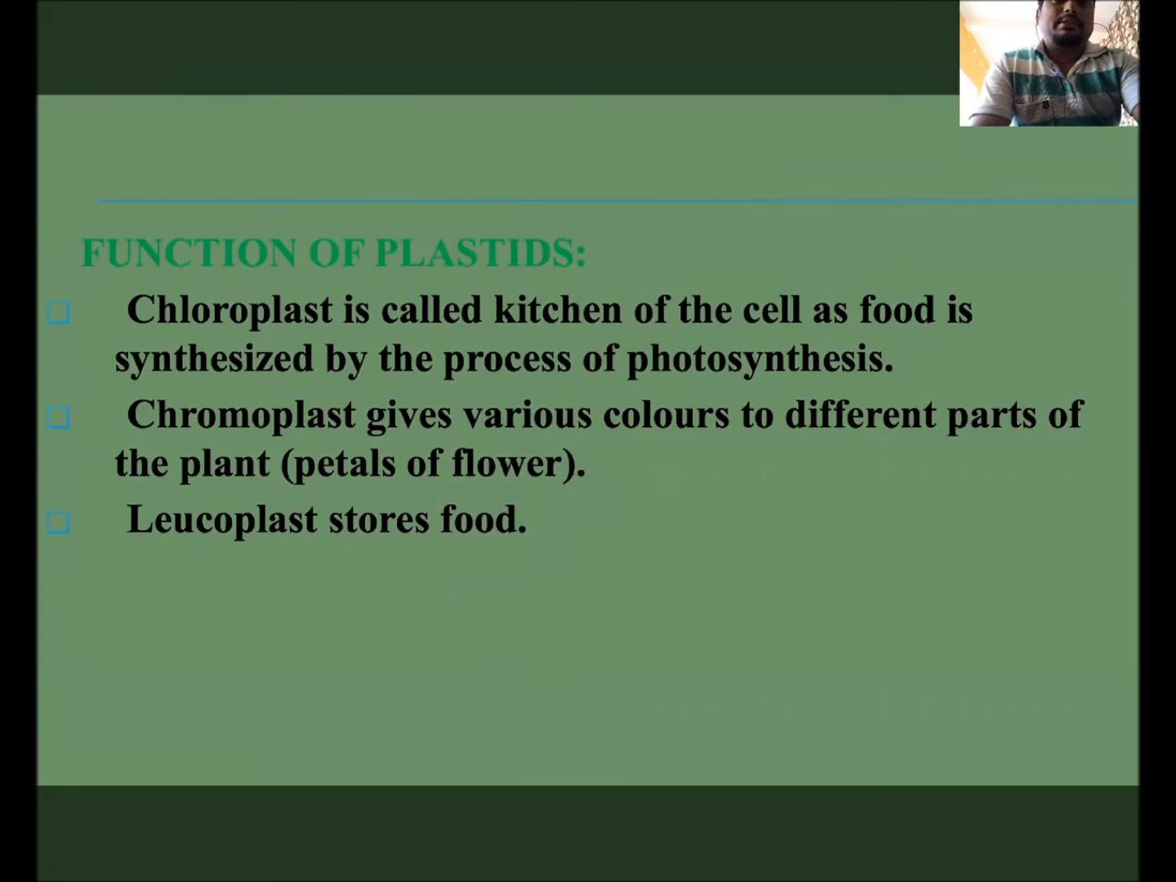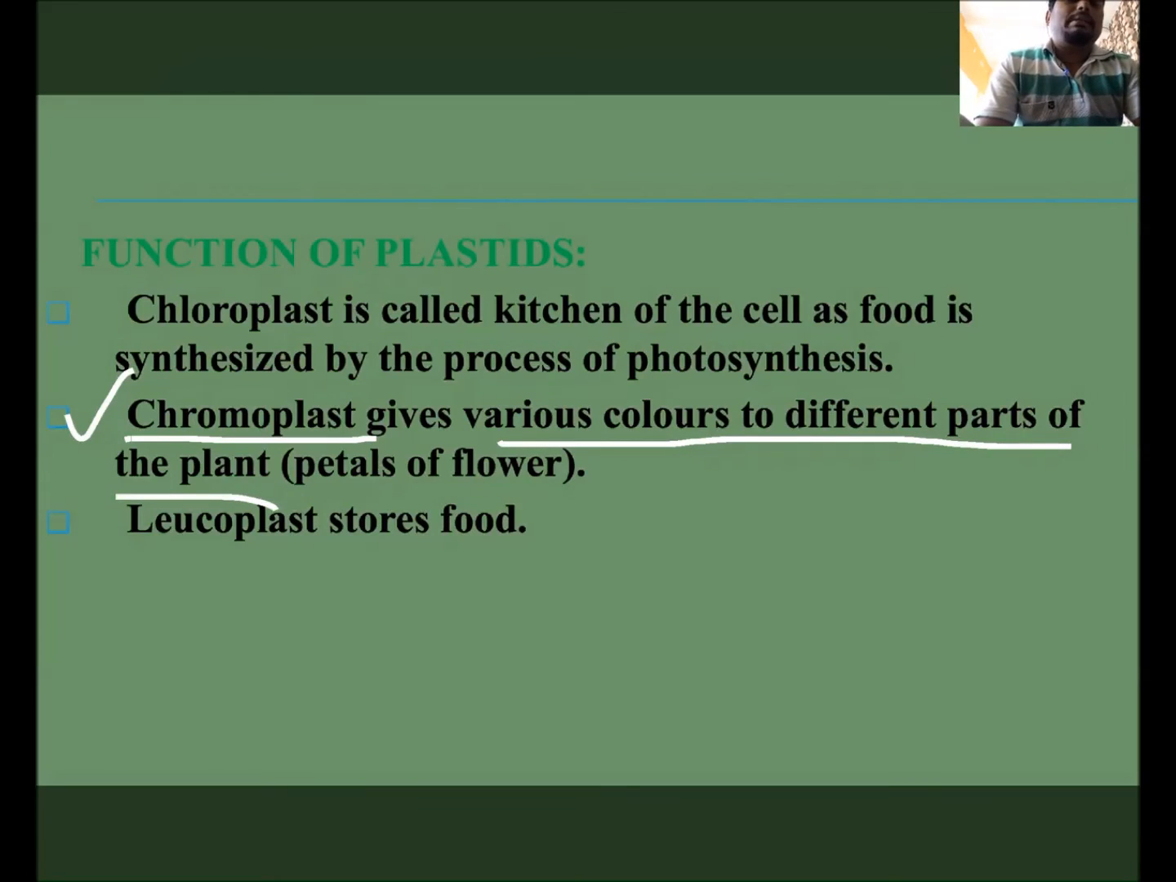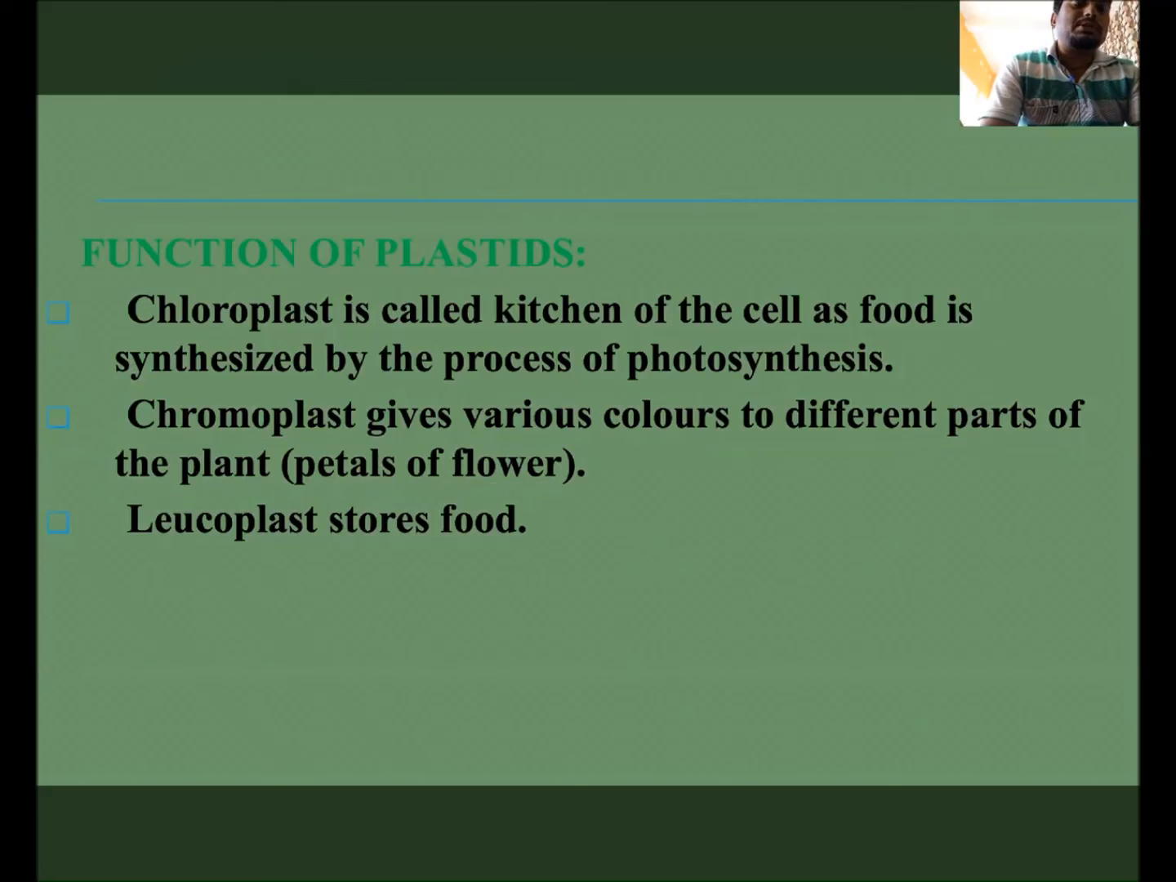Functions of plastids. First function, chloroplast is also called the kitchen of the cell. Why is it called the kitchen of the cell? Because food is synthesized by the process of photosynthesis, and for photosynthesis green pigment is required, and green pigment is present in chloroplast. And what is the name of that green pigment? Yes, chlorophyll. Chromoplast gives various colors to different parts of the plant, petals of flowers, fruits, etc. Chromoplasts are colored plastids like xanthophyll, carotenoid, and so on.